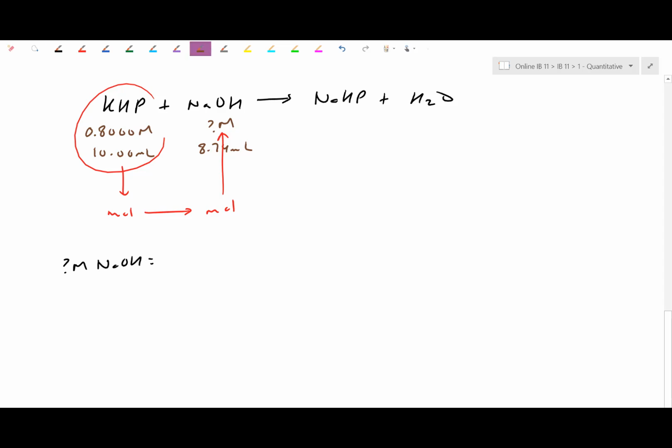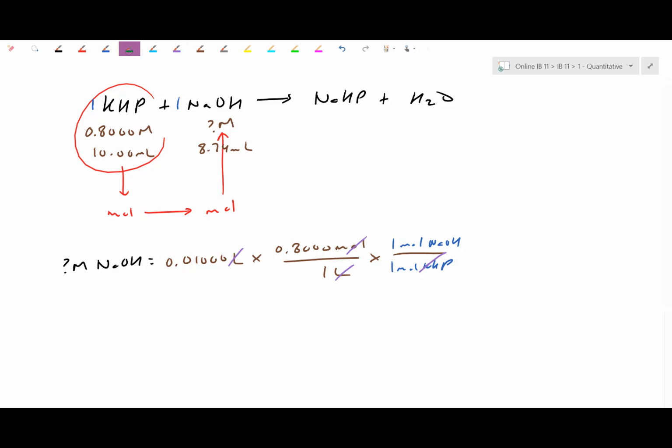We're going to start off with the KHP volume. We had 0.0100 liters. I'm converting it to liters because concentration is always moles per liter. 0.8000 moles for a given liter. The mole ratio, in this case, happens to be 1 to 1, so for every 1 part KHP, there is 1 part NaOH. I'm very used to these units canceling. Top unit cancels bottom unit, top unit cancels bottom unit. Notice that finally in concentration, I do want moles on top. That's actually the moles I got.